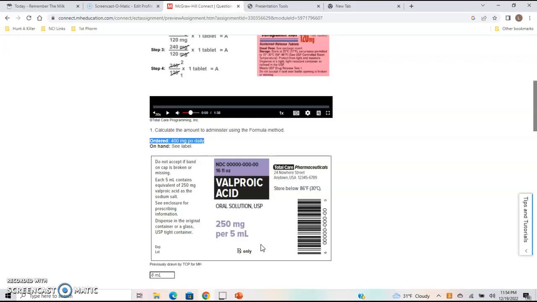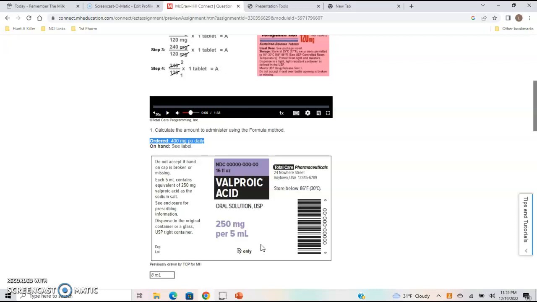If you use the formula method, you're going to divide what you need by what you have. So what you need is 400 milligrams. Now what you have on the bottom is going to end up needing to be divided anyway. In this case, we would take 250 milligrams per 5 mLs and divide that 250 by 5 to tell you how many milligrams are in 1 ml. So 250 divided by 5 is 50. So you've got 50 milligrams in 1 ml.